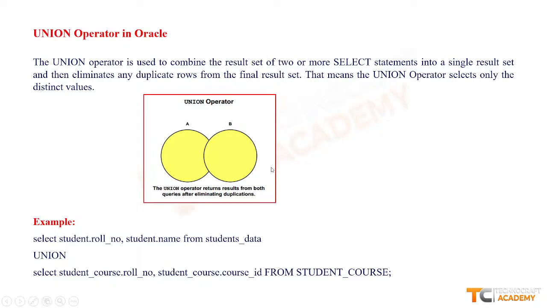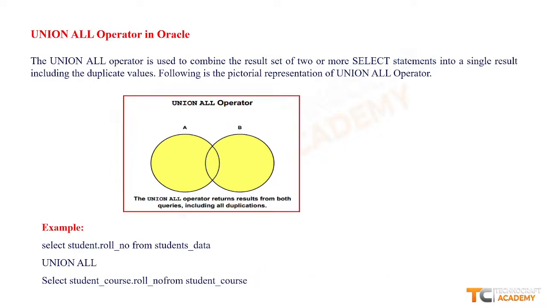Let's see our next set operator, union all. It is similar to union, the only difference being that union all will get even the duplicate values as well, whereas union had only the unique and distinct values. Union all will include all the duplicate values.